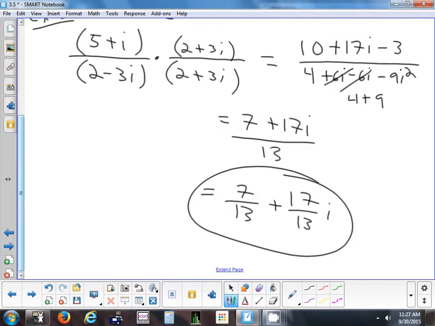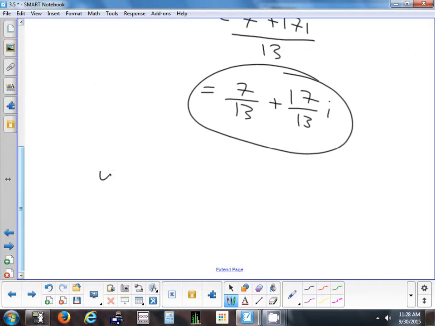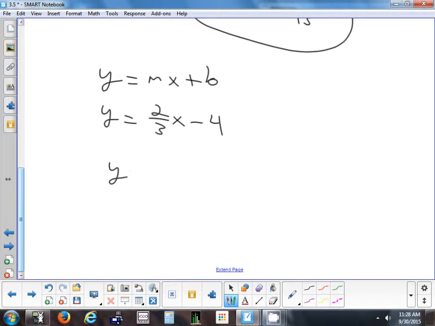Yeah. I was actually just going to ask about that last, like how you wrote it. Is it supposed to be that the i is supposed to be separate from the whole fraction, or just stays with the 7 no matter what? They usually put it right in the middle. All right. It's kind of like if you had y equals mx plus b, and you had y equals 2/3 x minus 4. You know how they kind of put the x in the middle? I mean, technically you could do this.